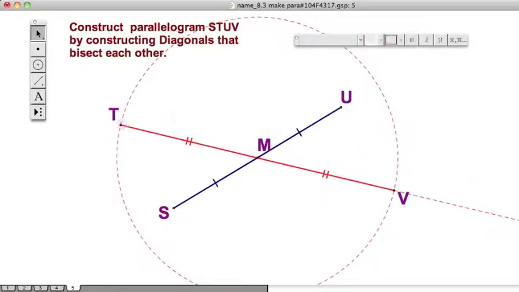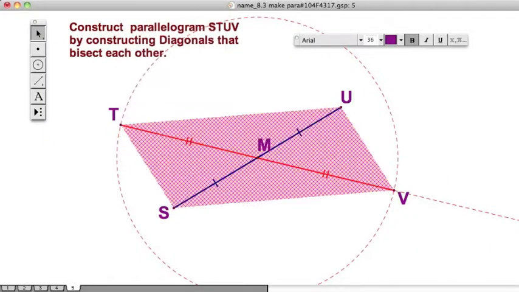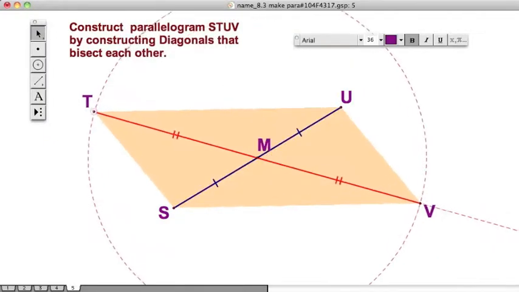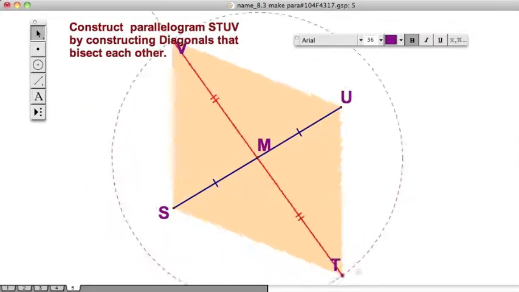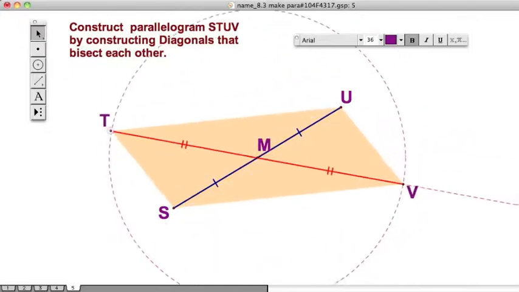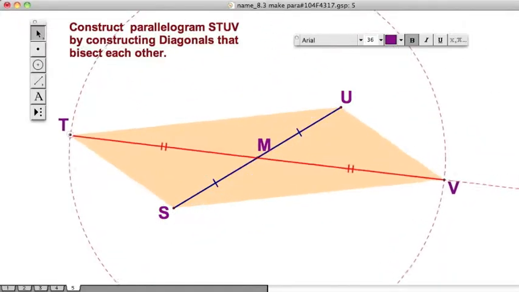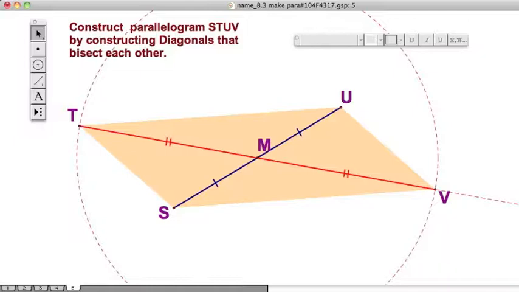And if you don't see it, there it is. Don't draw the sides, just visualize it. S T U V. Construct quadrilateral interior. And you see, this is why the T could have been here, or it could have been here. Doesn't matter. This is a parallelogram because the diagonals bisect each other. Another way of saying it, M is a midpoint of both. Well done.